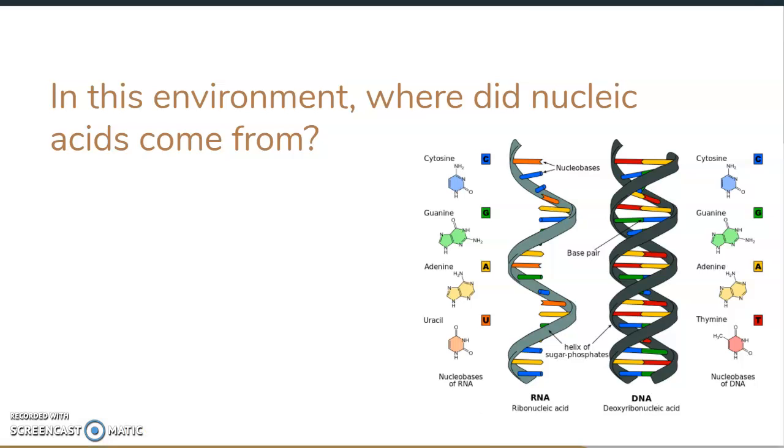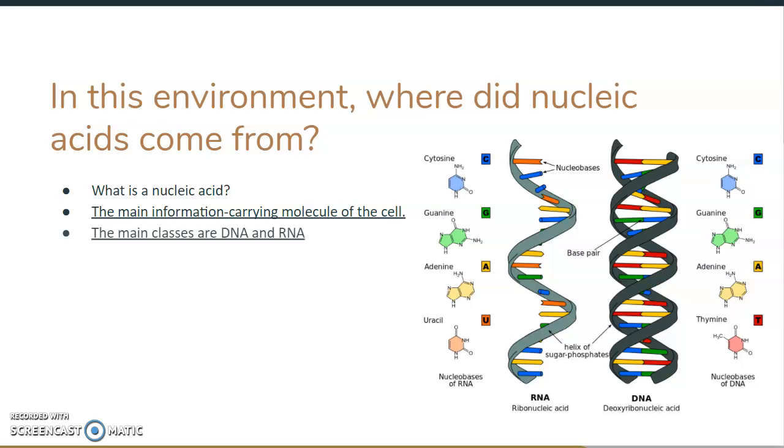Now we need to look at our nucleic acids. Again, let's start by defining what a nucleic acid is. It is the main information carrying molecule of the cell. And there are two main types of nucleic acids, DNA, which many of you might have heard of, and RNA, which is a little less known. Each of these are made up of a sugar molecule, a phosphate group, and a nucleotide.